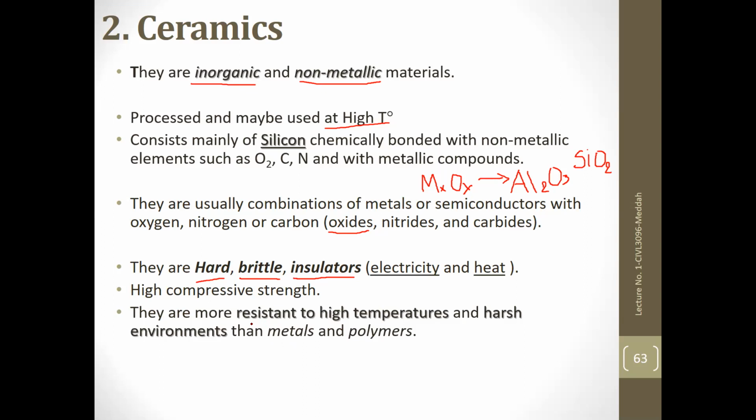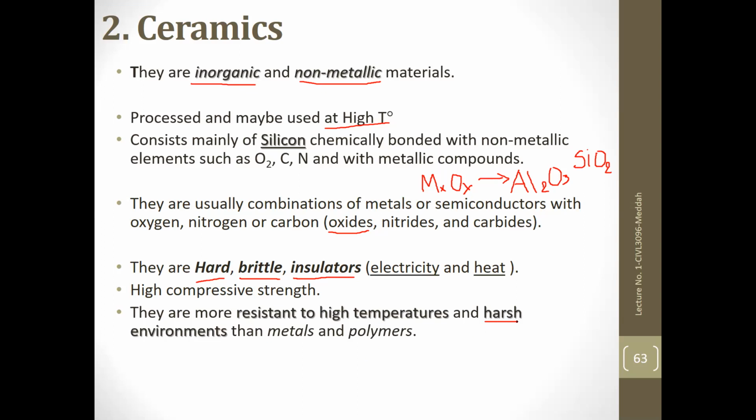And also in other industrial applications, whenever there is an oven at high temperature, it is usually covered inside, at least partly, with ceramic materials because they have the ability to resist very high temperature, as compared to polymers, which cannot resist high temperature, or metals, which can start melting if they are exposed to high temperature.